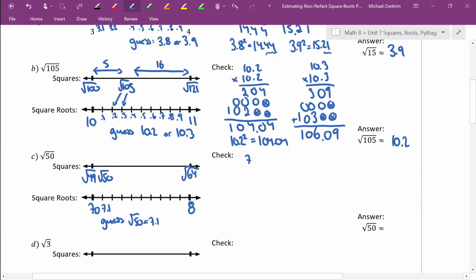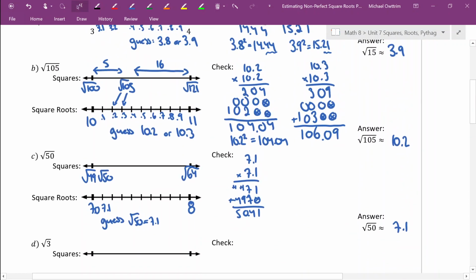So let's check that. We're going to do 7.1 times 7.1. 1 times 1, 1 times 7, placeholder 0, 7 times 1, 7 times 7. Add. We get 50.41. And that is within 0.5 of our 50. Obviously, 7 times 7 is 49, which is 1 away from 50. So that is going to be our best guess, that square root of 50 is just 7.1.